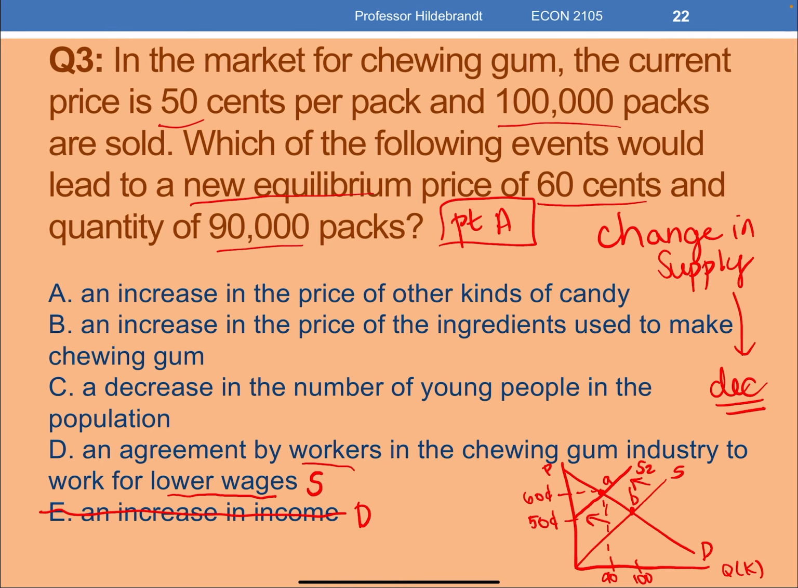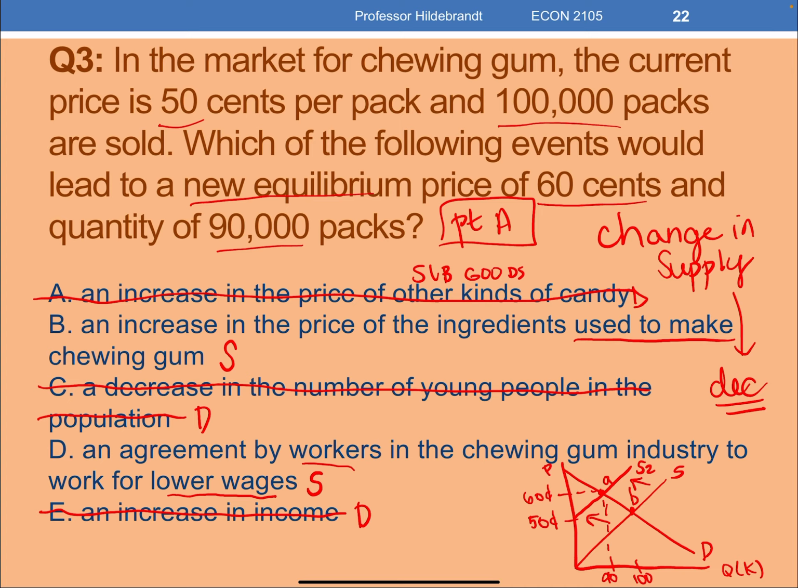A decrease in the number of young people in the population. That's demand. Young people are more likely to eat a lot of chewing gum. That's the demand. An increase in the price of ingredients, key phrase, used to make. Great, I know that one's supply too. Okay, we're going to keep that one around. An increase in the price of other kinds of candy. Like Skittles, chocolate. How do those relate to gum? There's substitute goods. And substitute goods is also demand. So A is not going to work.